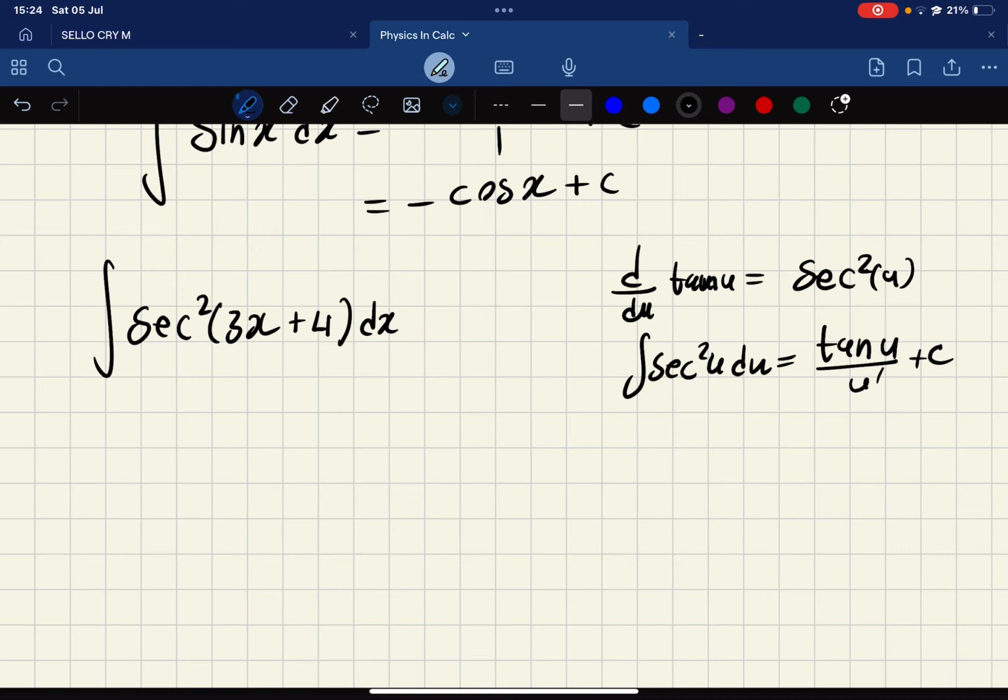So here, what is our u? Our u is 3x plus 4. So we're going to have tan of 3x plus 4 divided by u prime. What is our u prime? Our u prime is the derivative of this function, which is the derivative of 3x plus 4, which is 3. Then you say plus c. That's how you integrate things like that.